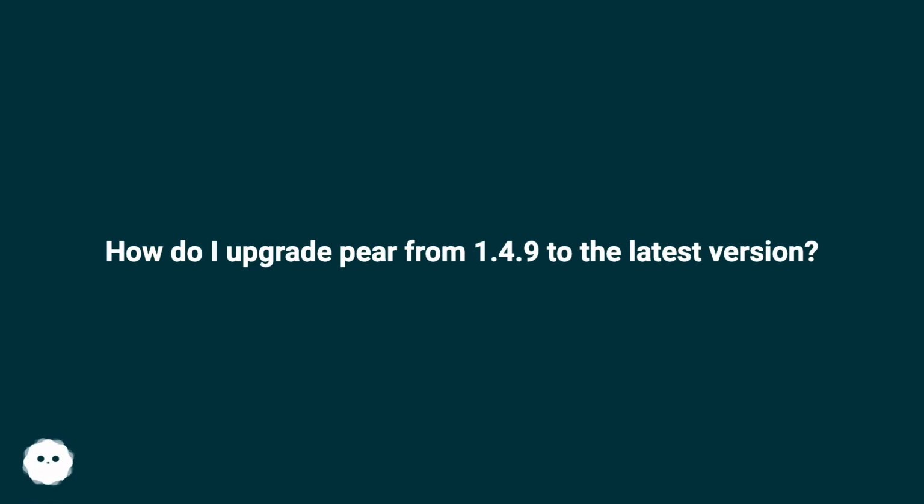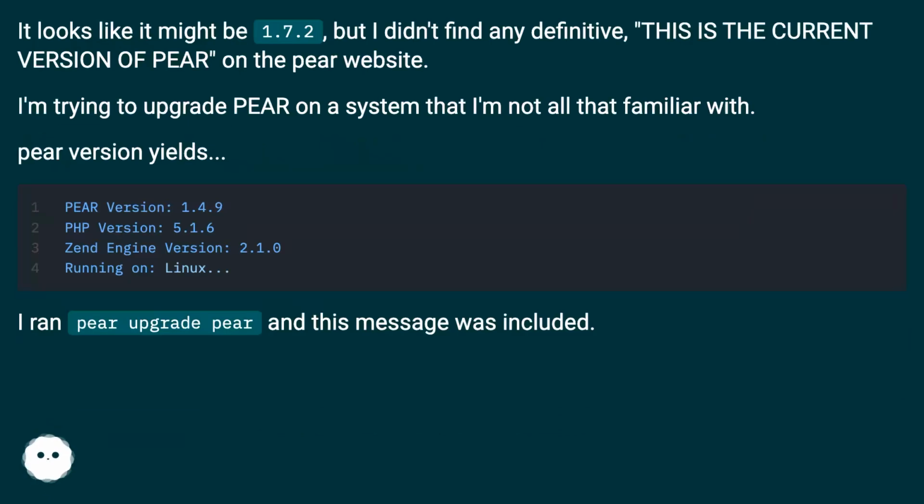How do I upgrade Pear from 1.4.9 to the latest version? It looks like it might be 1.7.2, but I didn't find any definitive answer. This is the current version of Pear on the Pear website. I'm trying to upgrade Pear on a system that I'm not all that familiar with. Pear version yields.